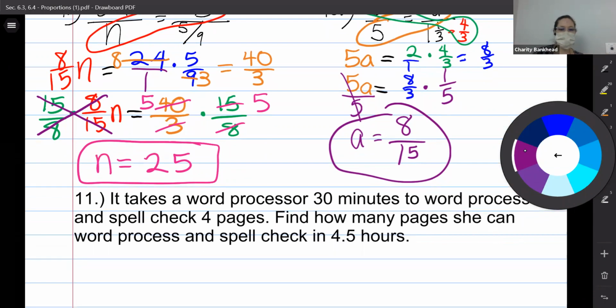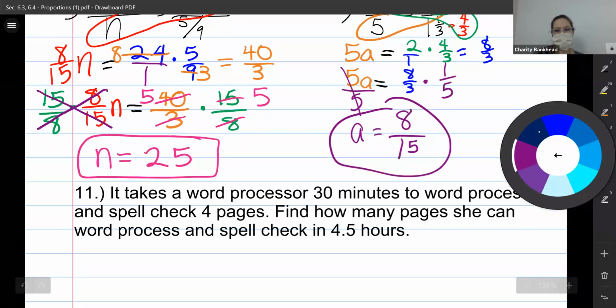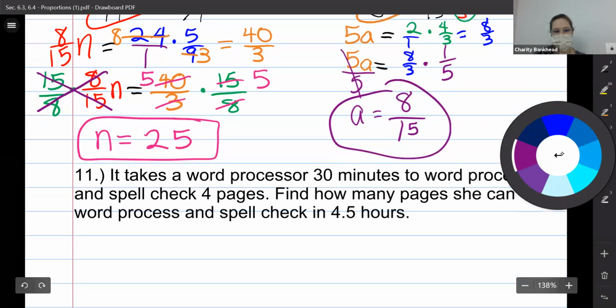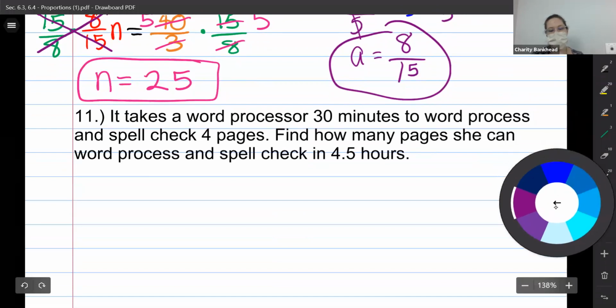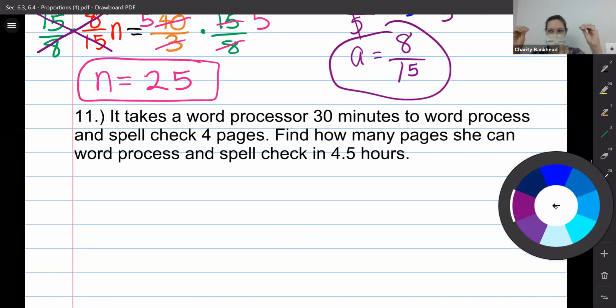All right. So whenever you're doing word problems with proportions, you just want to make sure that when you set up your proportion, each fraction has the same units on the top and the same units on the denominator. And it doesn't matter which one you pick as long as you do it the same for each fraction. So number 11, it says it takes a word processor 30 minutes to word process and spell check 4 pages. Find how many pages she can word process and spell check in 4.5 hours.